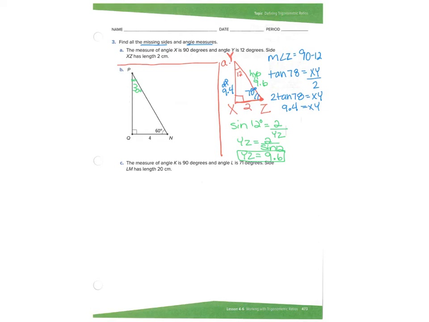At this time, why don't you pick one method or the other and find the remaining 2 sides that are not labeled, and then come back to the video to check your answers.